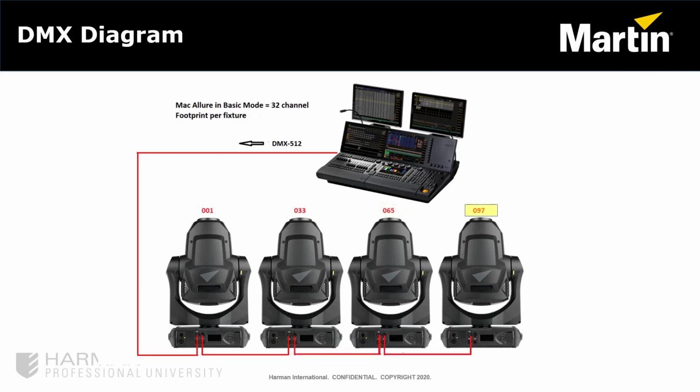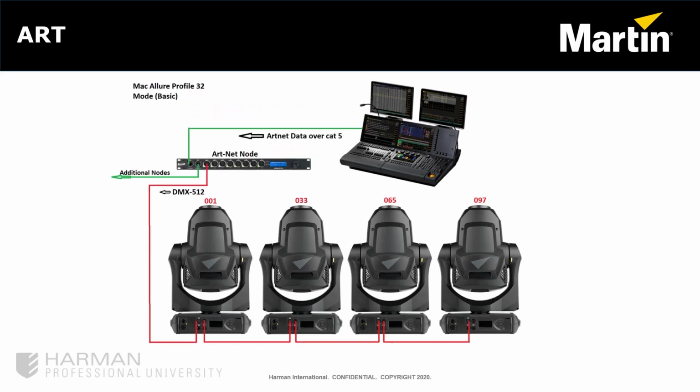Notice the addresses of each fixture noted above them, which are set manually so there is communication from the console to the fixtures. An ArtNet system is similar to the DMX system, with the addition of an ArtNet node that connects to the console with a Cat5 cable. Then the fixtures connect to the node via DMX cables.